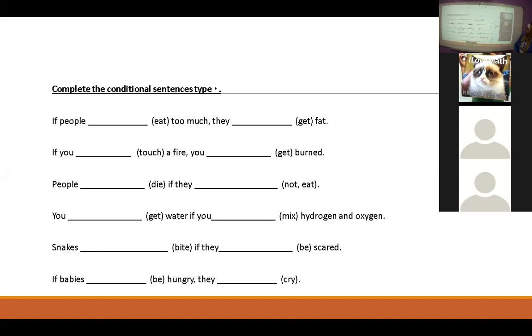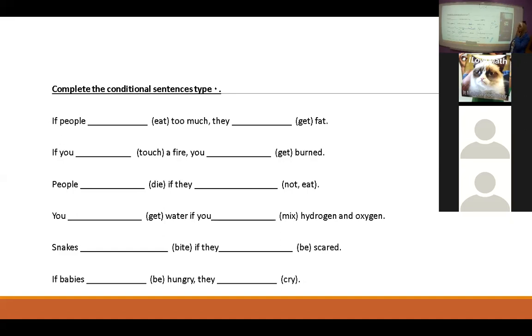Let's see. Okay, who can answer this? One of the boys, one of the young men there, hiding behind their screens. No one? Okay, ladies. Who can answer this sentence? Snakes bite if they be scared.